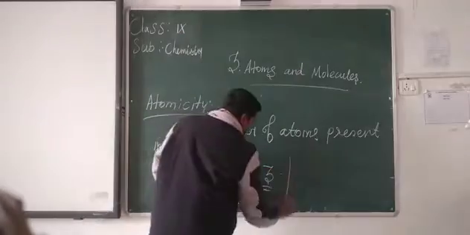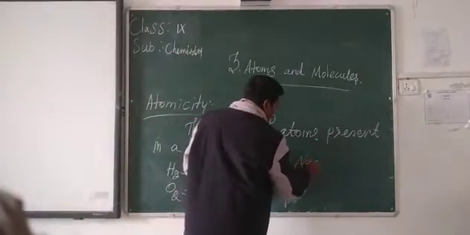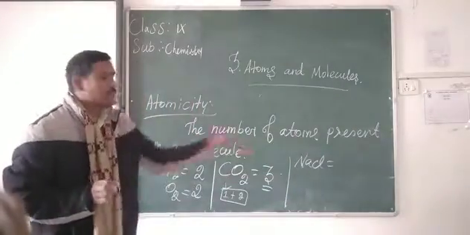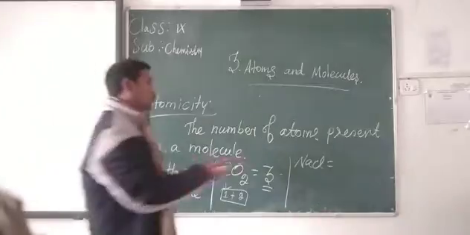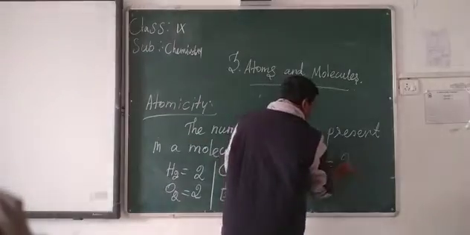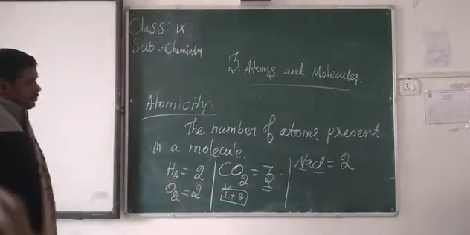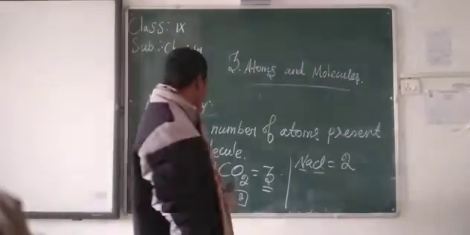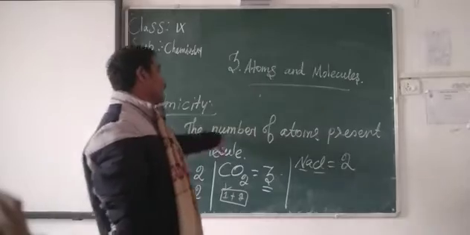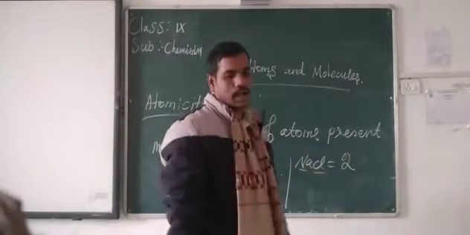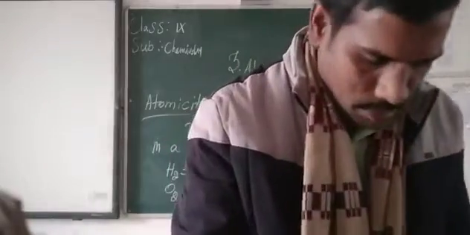Then the same way for sodium chloride. What is the atomicity of sodium chloride? How many atoms are present in sodium chloride? Only 2, sodium and chlorine. This is the atomicity of some compounds. So atomicity means the number of atoms present in a molecule.